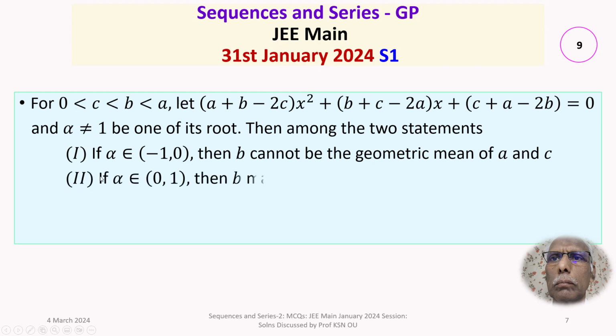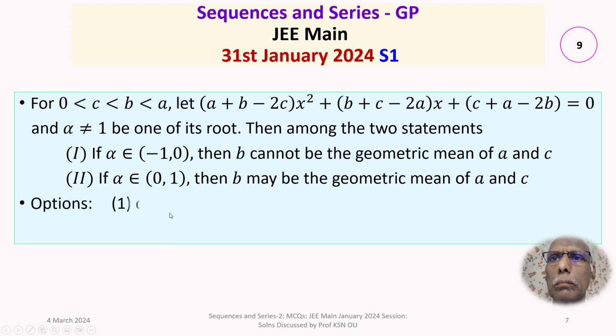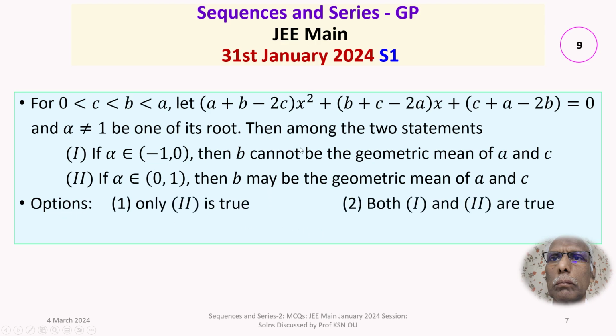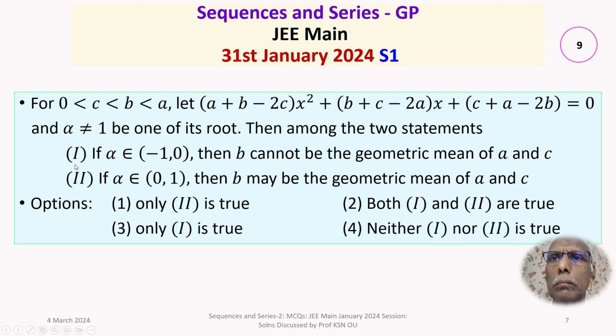Statement 2: if alpha belongs to the open interval (0, 1), then B may be the geometric mean of A and C. So the 4 options are given: both statements are true, neither is true, 1 is true and 2 is not, or 2 is true and 1 is not. All those combinations are given here.